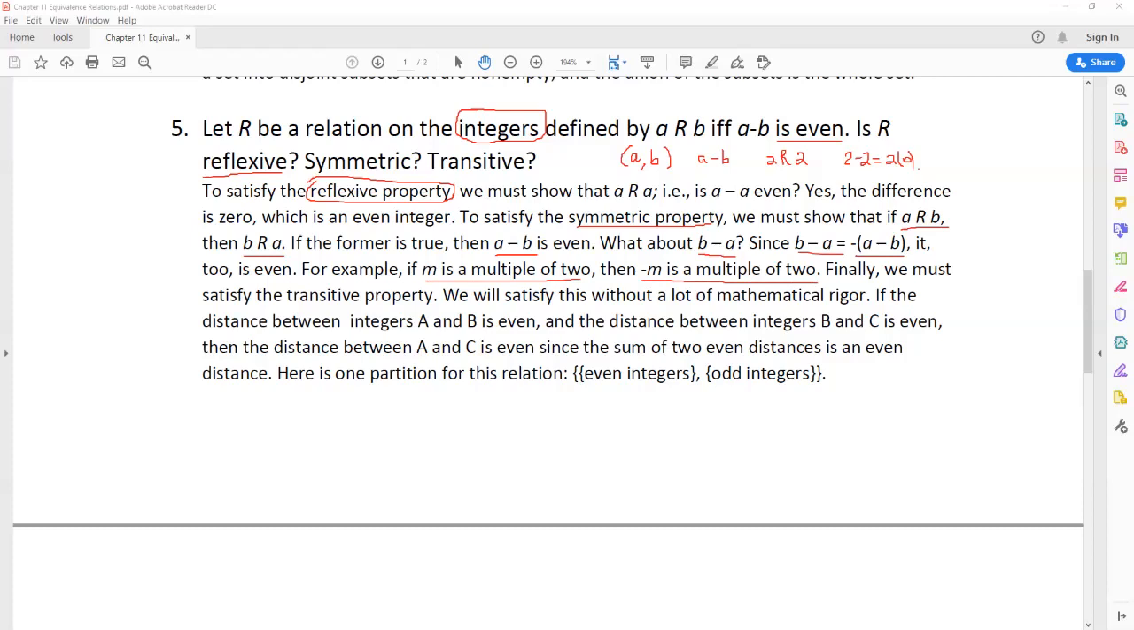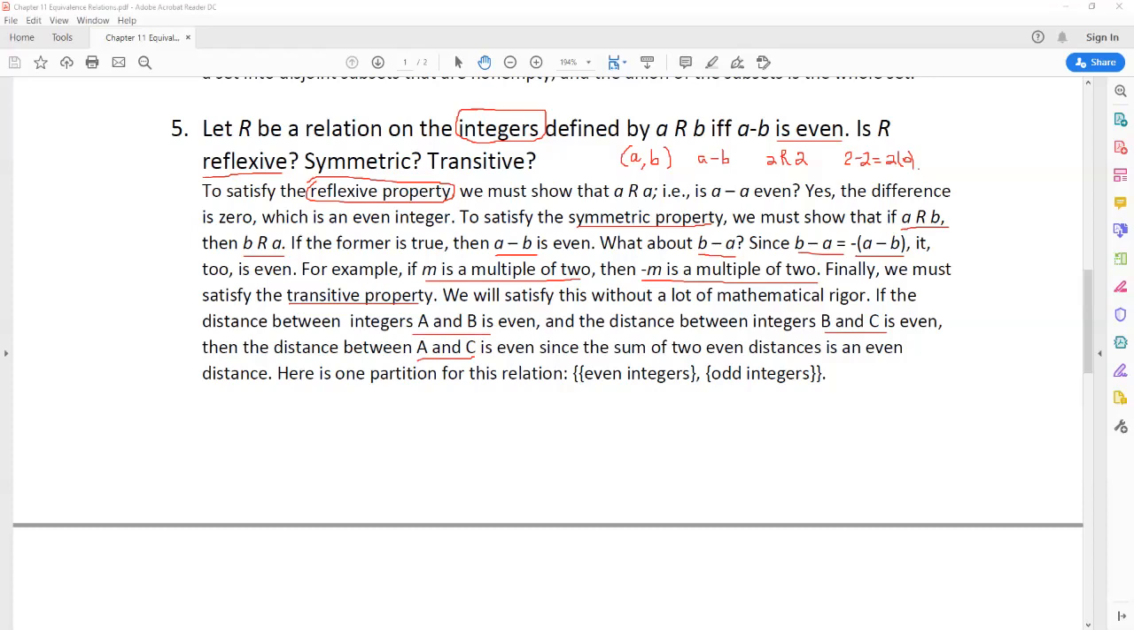Finally, we must satisfy the transitive property, and we will satisfy this without a lot of mathematical rigor. Let's just say that if the distance between any two integers A and B is even, and the distance between integers B and C is even, then the distance between integers A and C would have to be even, because the sum of two even distances would give us another even distance. So the transitive property also holds.